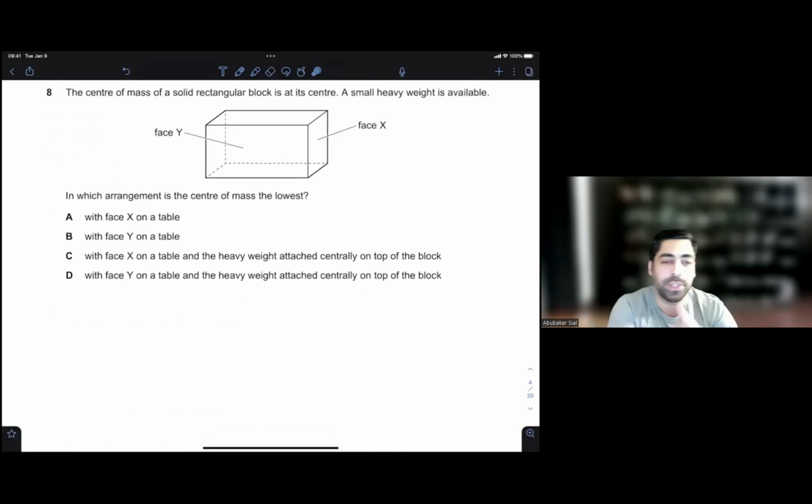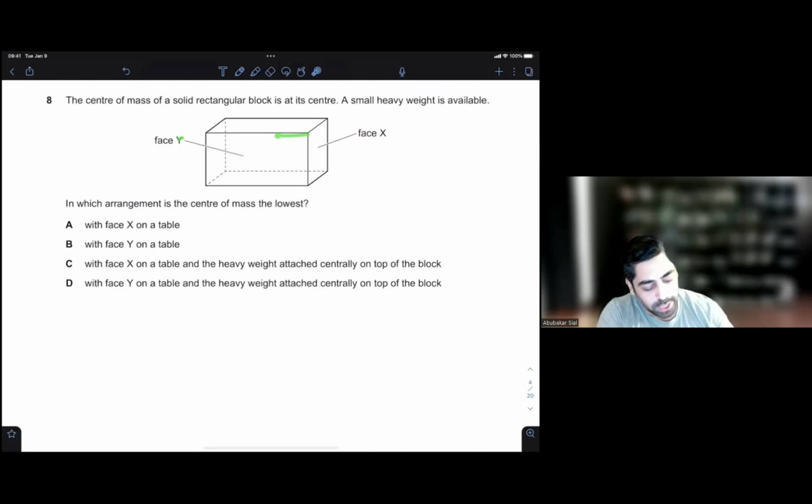Number 8 says, in which arrangement is the center of mass the lowest? So we just need to think, okay, what's the position in which we can put this cube where it has the lowest height? Because if it has the lowest height, then the center of mass is going to be lower. Why is that? Because all of the mass is now going to be at a lower height, and it will just pull the center of mass lower as well. If we put it on face Y, if face Y is the one that is on the table or the desk, then you'll see that this side will act as the height of the object. And that's going to give you the lowest height. That means that is the direct position in which you'll get the lowest center of mass.